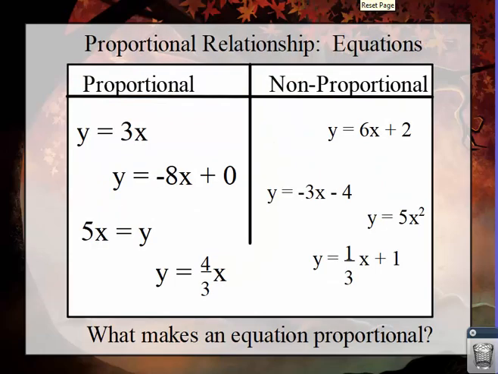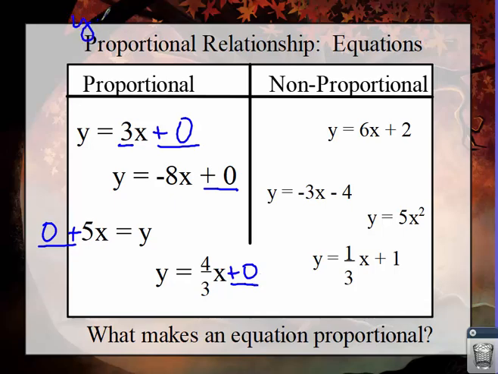Now what about an equation? Well, we know if it goes through the origin that an equation is going to have a y-intercept of 0. So if you look at all of these equations right here, you'll notice we have a slope, but we have plus 0. We have a y-intercept of 0, because in y equals mx plus b, the y-intercept is always that b number. So all of those proportional equations have a y-intercept of 0.